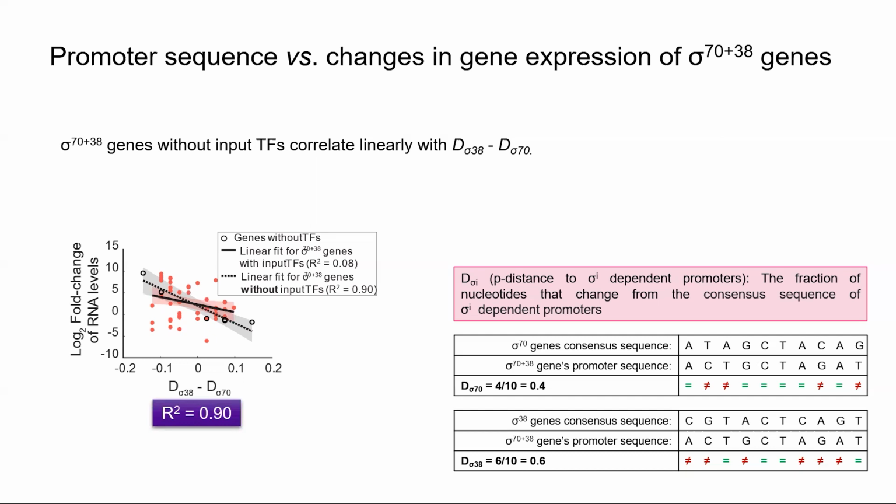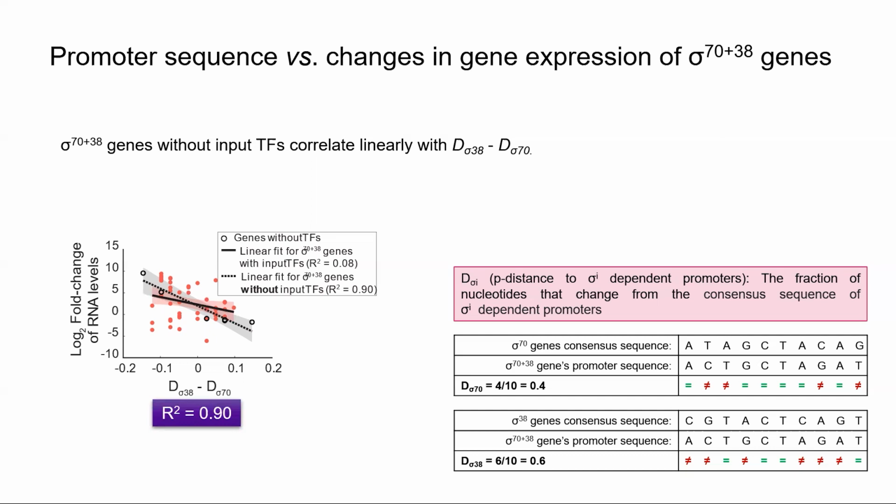Using the difference between these p distances, we found that the sigma 70 plus 38 genes without input transcription factors are correlated to their promoter sequence. In fact, even the simplest of correlations, that is, a linear correlation, explains very well the relationship between the promoter sequence and dynamics, as we can see with the R² value of 0.9.